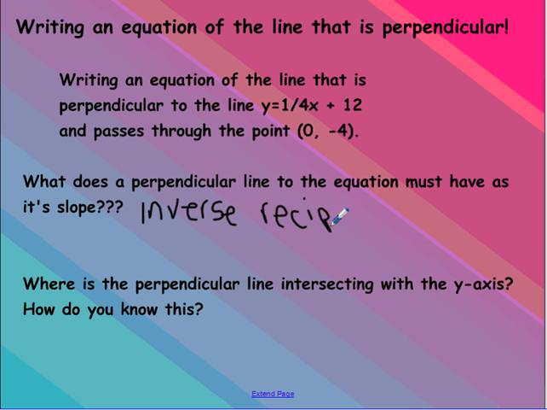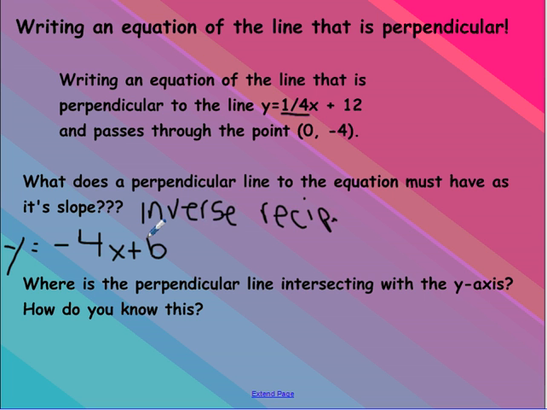Okay, I'm just going to abbreviate, otherwise it's going to take me all day to write, and you don't really want to watch me write. I know that. So I know that this positive 1/4 now needs to become -4 over 1, or I can just leave it as -4. So I know this much so far. I know y equals -4 times x plus b.